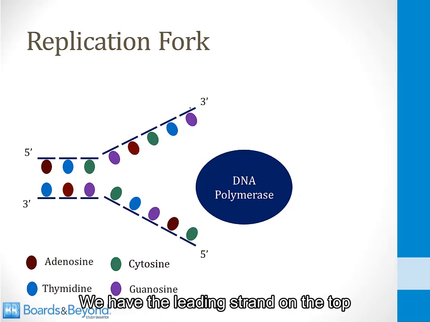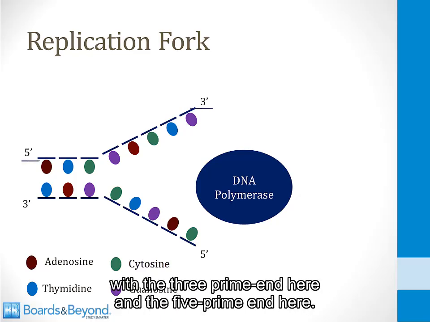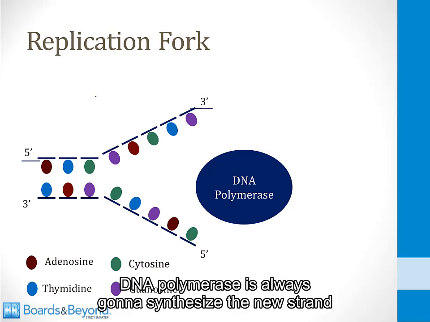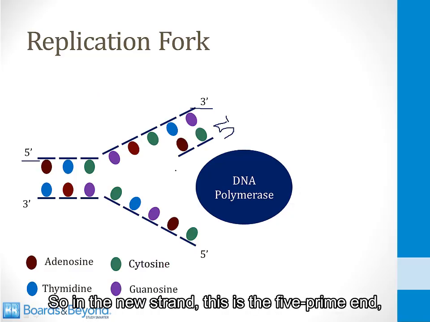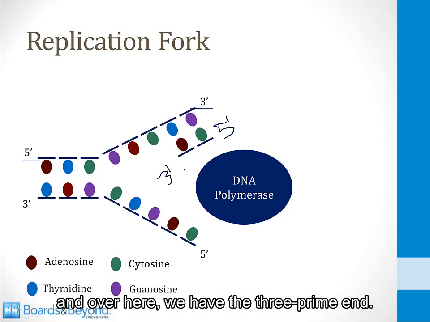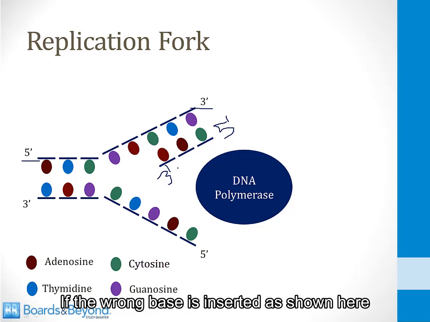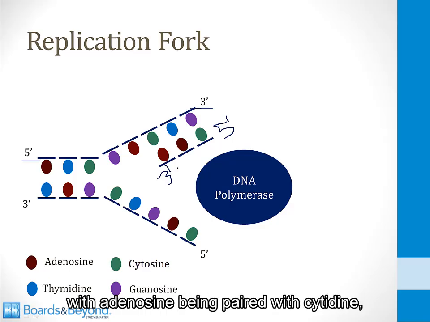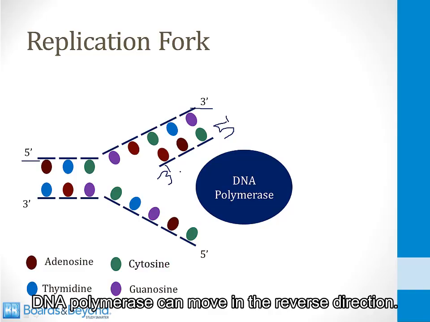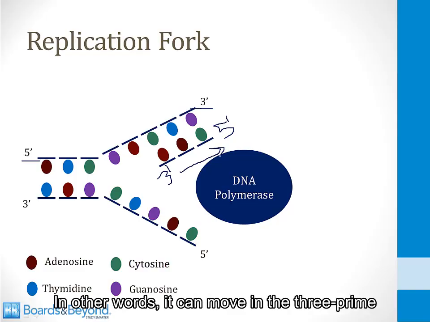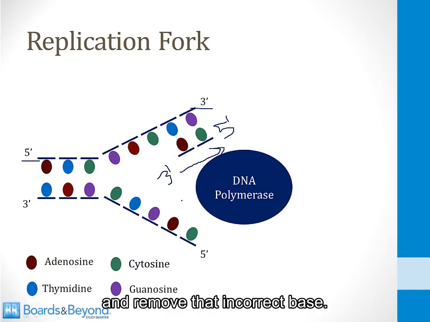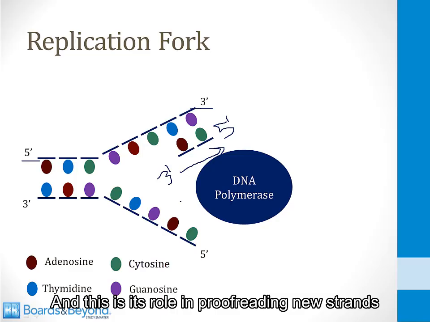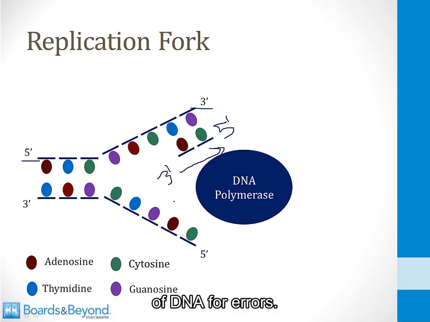Just to make this point very clear, let's go back to our drawing of a replication fork. We have the leading strand on the top with the 3' end here and the 5' end here. DNA polymerase is always going to synthesize the new strand in the 5' to 3' direction. So in the new strand, this is the 5' end, and over here we have the 3' end. If the wrong base is inserted, as I've shown here, with adenosine being paired with cytidine, DNA polymerase can move in the reverse direction. In other words, it can move in the 3' to 5' direction along the new strand and remove that incorrect base, and this is its role in proofreading new strands of DNA for errors.